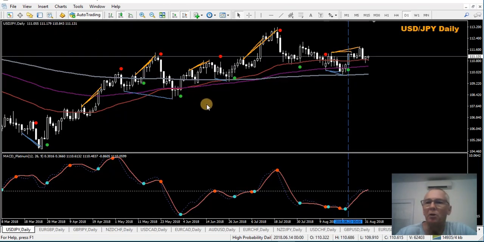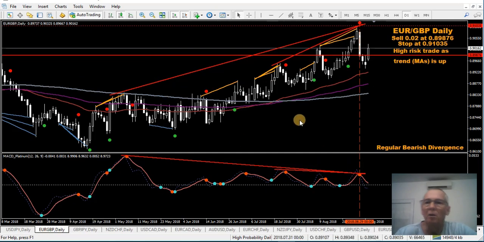Start with the USD Japanese yen as usual. Nothing doing there at the moment. Market very flat and sideways, no trade on at all. Euro pound in a sell trade here, and obviously it's going against me.